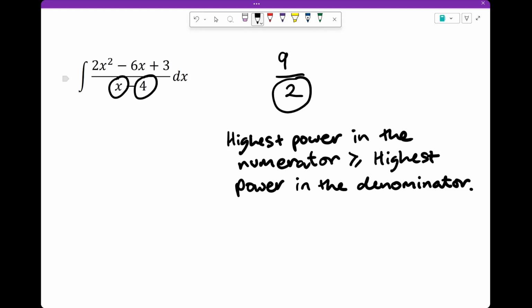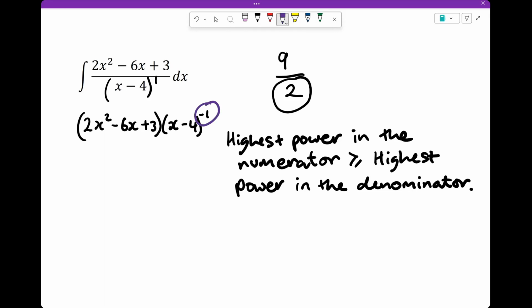Now another method was to rewrite it using indices laws. So our denominator x subtract 4 is raised to the power of 1. If I was to rewrite it using indices laws, I would get my numerator 2x squared subtract 6x plus 3 multiplied by my denominator x subtract 4, but raised to the power of negative 1 instead. Now, we don't want a power of negative 1 when we're integrating, because if I add 1 to that, I get 0, and then we're going to have to divide by that power. And you can't divide by 0, that's undefined. So therefore, we don't want to use indices laws.